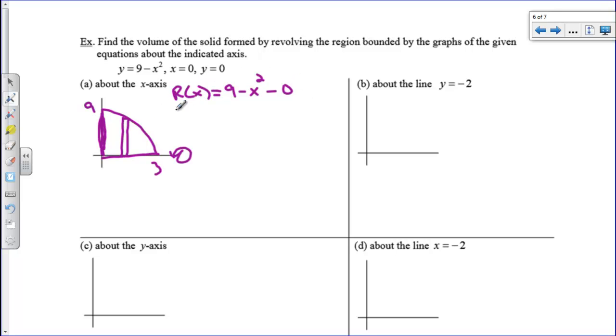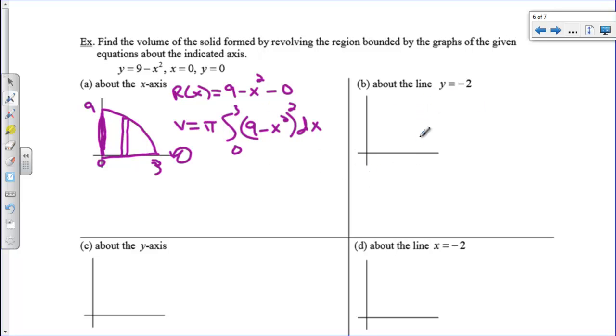Once you find your radius, you're just going to do volume equals pi times the integral from, now we need our x's to range from 0 out to 3. We're going to let all of these rectangles range from 0 to 3 of your radius squared dx. That's our formula. You can do that on the calculator. I'm not going to type that in.